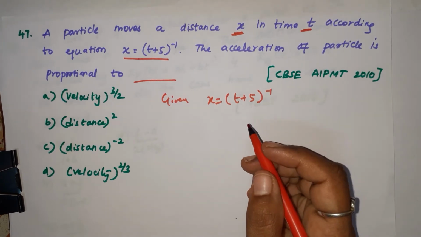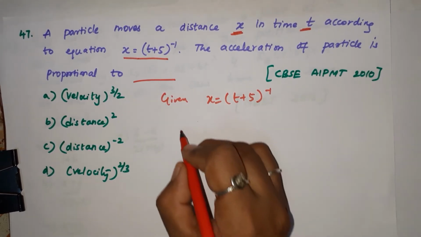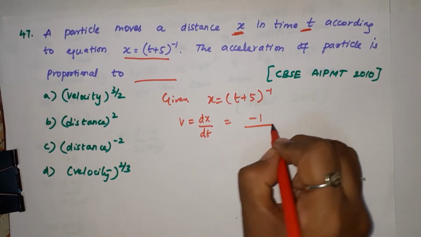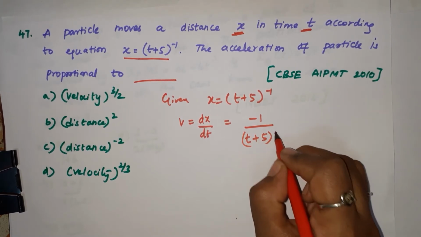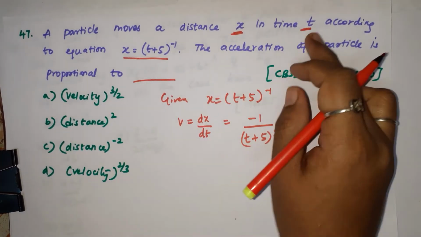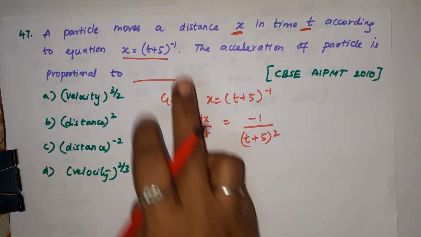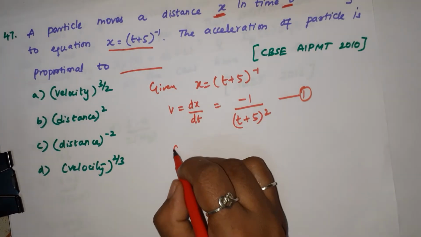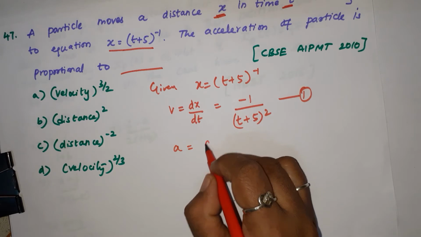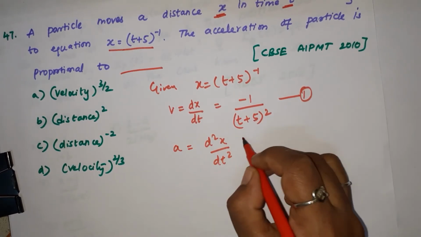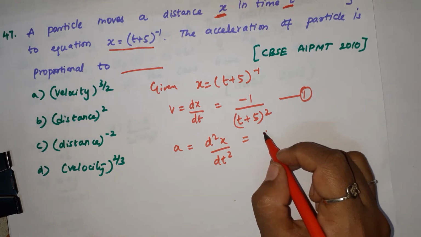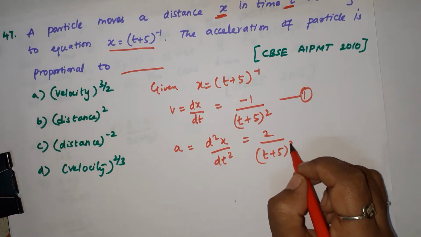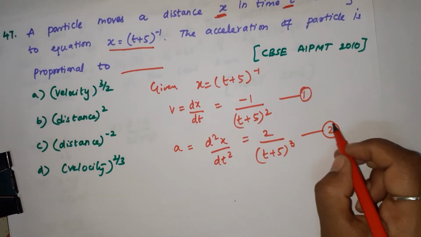Acceleration is dv by dt. Velocity can be taken as dx by dt, which gives minus 1 by (t plus 5) the whole square, because distance is x and time is t. I am taking it as the first equation. And the acceleration a equals d square x by dt square, which gives 2 by (t plus 5) the whole cube. I'll take this as the second equation.